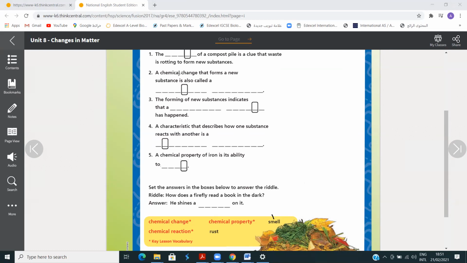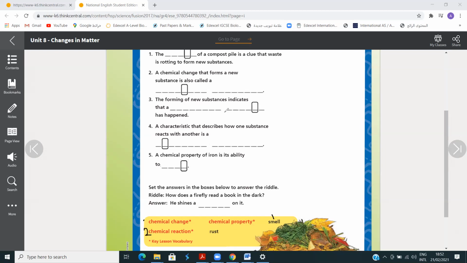Number two, a chemical change that forms a new substance. We can see this chemical reaction. Number two is chemical reaction. Right, let's go.